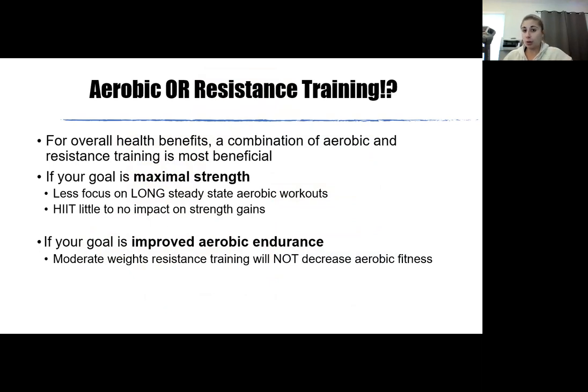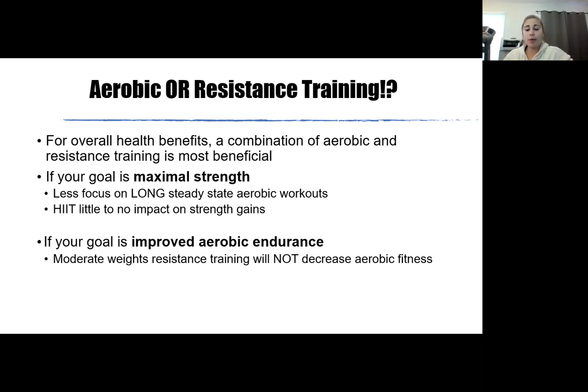And so that's your goal. But if your goal is to improve your aerobic endurance, you're not going to see resistance training affect you. And this is like moderate weights, so we're not doing maximal loads. Again, the maximal loads might fatigue you if you were then going to go into an aerobic session, but it will not decrease your aerobic fitness.